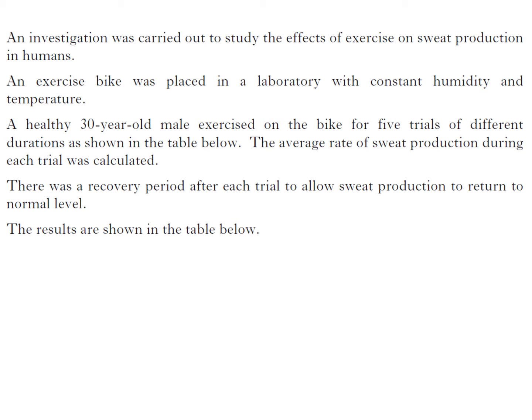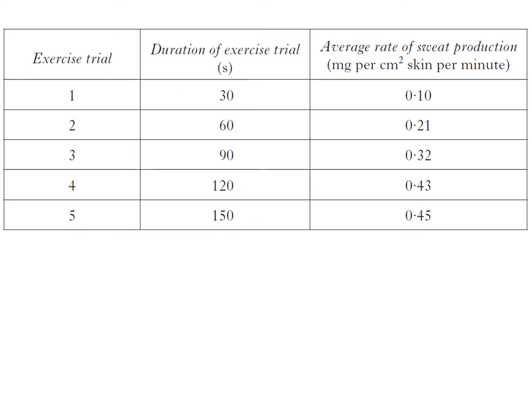Lovely. Exercise bike placed in the lab with constant humidity and temperature. Healthy 30-year-old male exercised on the bike for 5 trials of different durations, and they're going to give you a table of that. The average rate of sweat production during each trial was calculated. There was a recovery period after each trial to allow sweat production to return to normal, and the results are shown in the table. Here's our table.